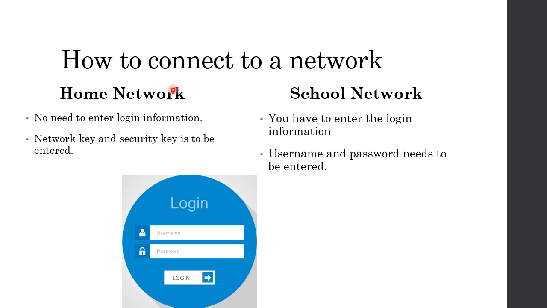Now, how to connect to a network, to the home network or a school network? If we talk about the home network, we don't need to enter any login information. There is a network key and a security key at the back of your wireless access point or your router, and you just have to put it into your connection once and it will be stable. Okay, the connection will be established. But if we are working in a school network, then there is login information which you have to enter, that is username and password. Every time you log into your school network, you have to enter the details to connect to the internet. Okay, this is the main difference between home network and school network.